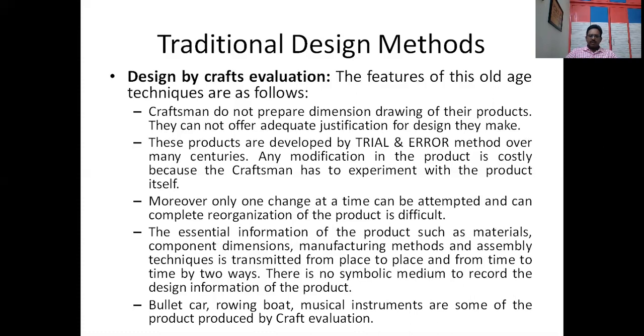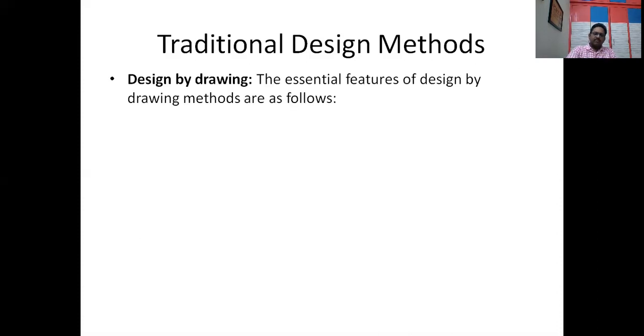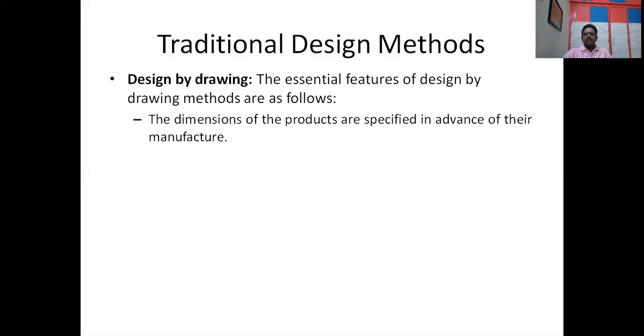The best examples are the bullock cart, rowing boat, and musical instruments, which are some of the products produced by crafts evolution. The second one is design by drawings. The essential features of the design by drawing method are as follows. The dimensions of the products are specified in advance of manufacture. That means before he goes for the manufacturing process, the design is ready and it will be in the form of drawings or documentation.